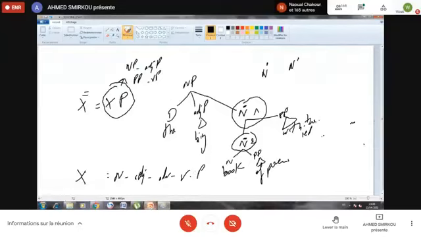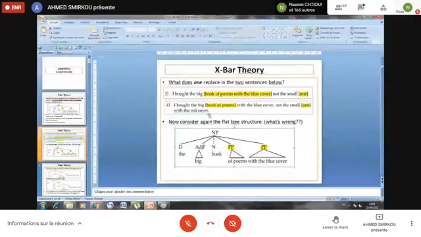So we come back now to one replacement. The first example: I bought the big book of poems with the blue cover, not the small one. What does one replace? As I said, it replaces book of poems with the blue cover. Is there a node that includes only book of poems with the blue cover? No.